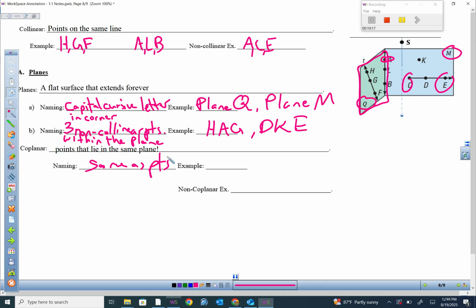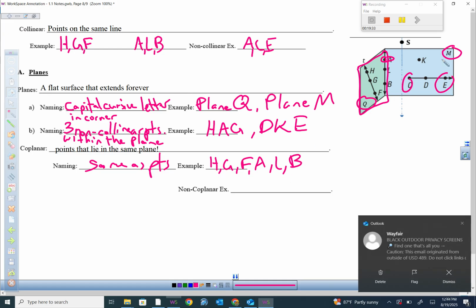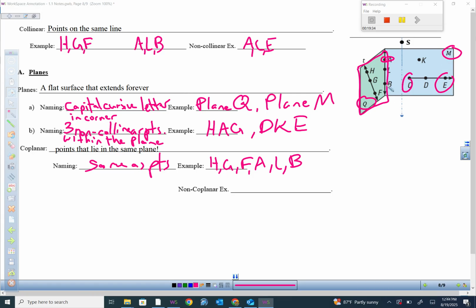An example, so all of these would be okay. H, G, F are all on there. A, L, B are all on there. You could go the other way and say A, L, B, C, D, E, K. But a non-coplanar example would be like C and S. C is over here. S is not on that plane. You can see it's not on that plane.